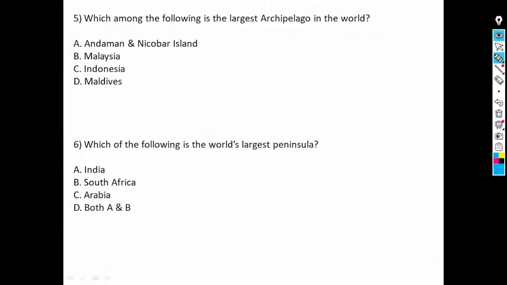Next, which among the following is the largest archipelago in the world? Andaman Nicobar Islands, Malaysia, Indonesia, and Maldives. The largest archipelago is Indonesia, the Indonesian islands.